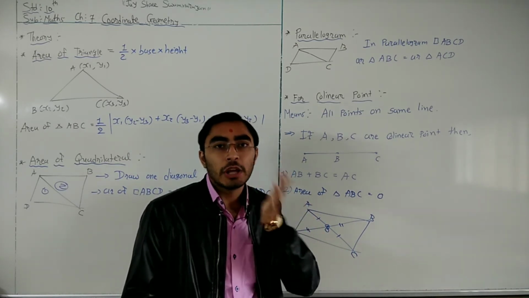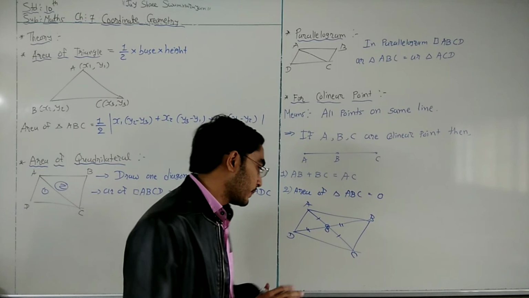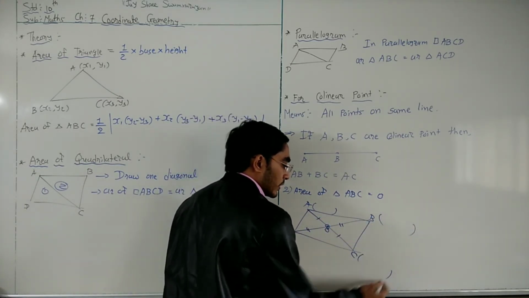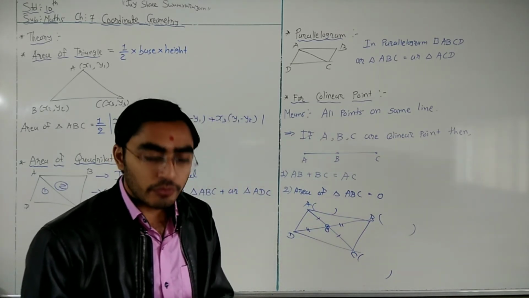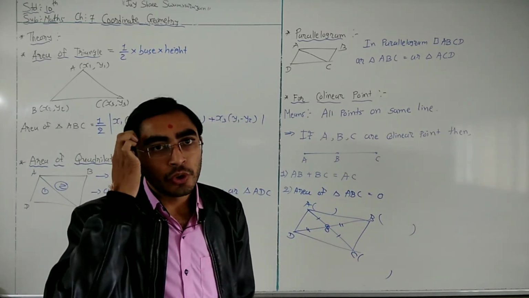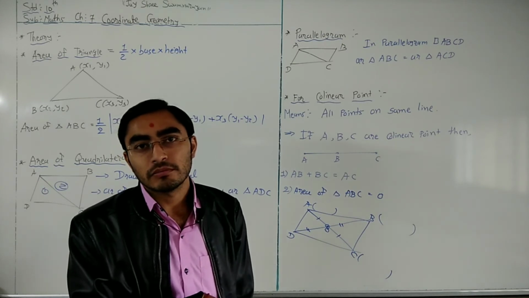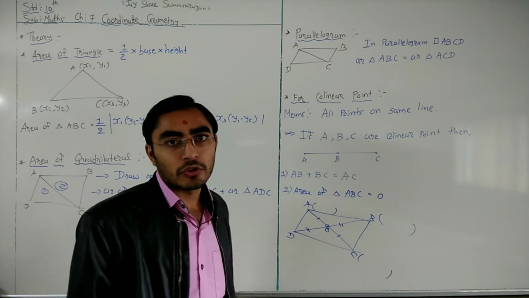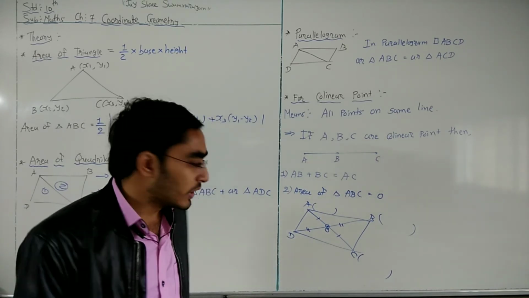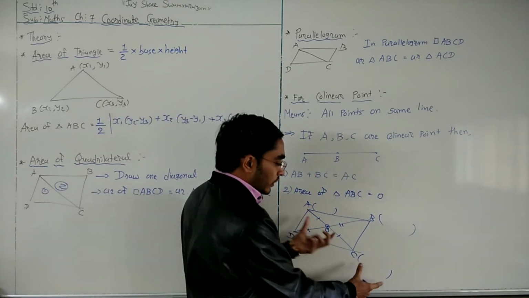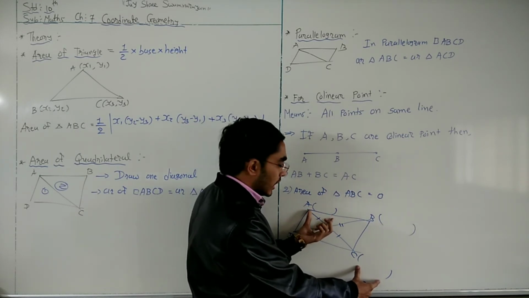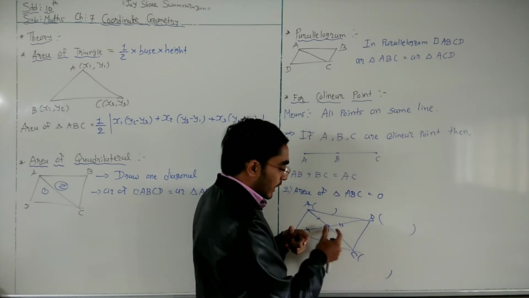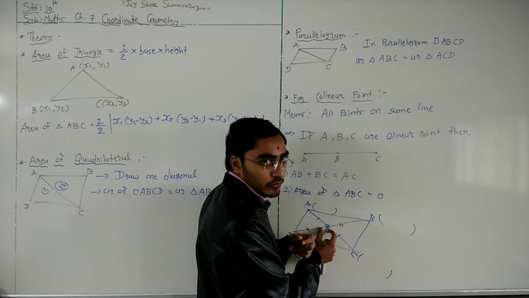Now, sometimes what type of questions are there? Sometimes 3 vertices of a parallelogram are given to you, and you have to find the 4th vertex. So how can you find the vertex? First of all, use these 2 vertices, A and C, and find out the midpoint O.